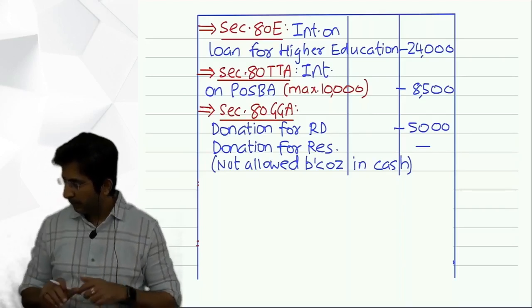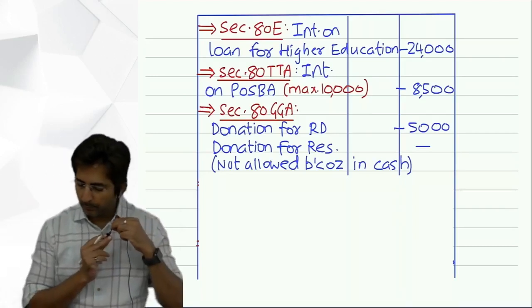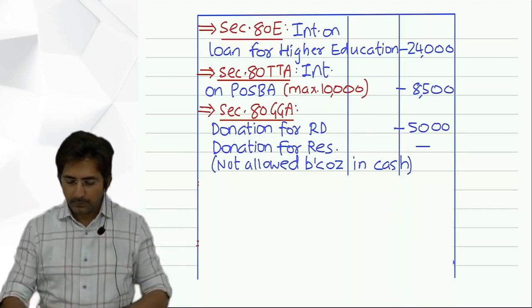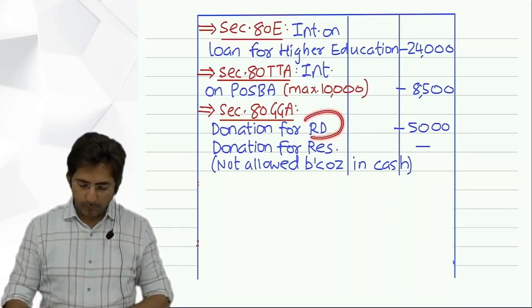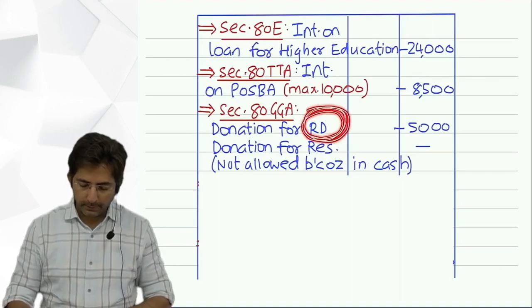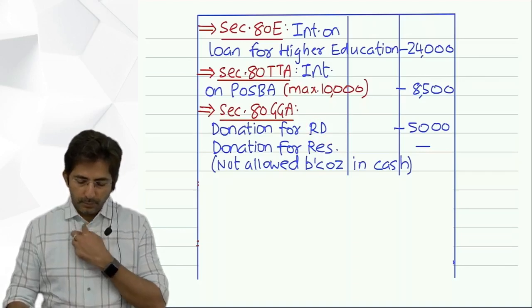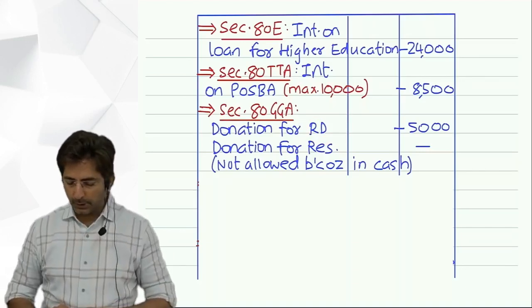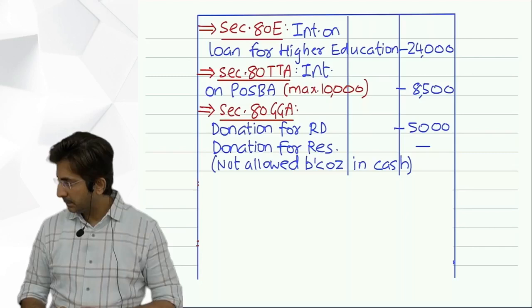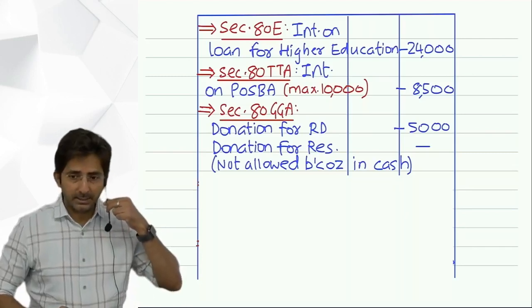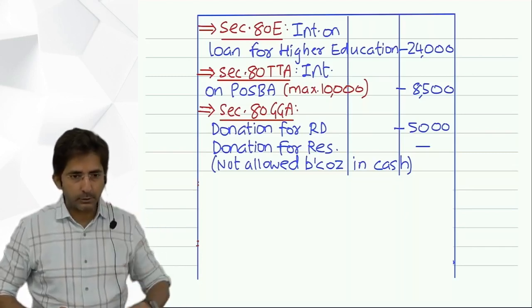Donation for rural development, 5,000. I have written the short form, but you write the full form. RD means rural development. And the other was donation for research, dash, because it is in cash and cash is not allowed.